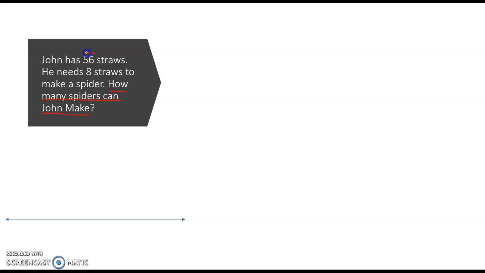We know that he has 56 straws. He needs 8 for one spider. So we know that one spider is going to equal 8. We know altogether we're going to use 56 straws. So let's make equal groups of 8.